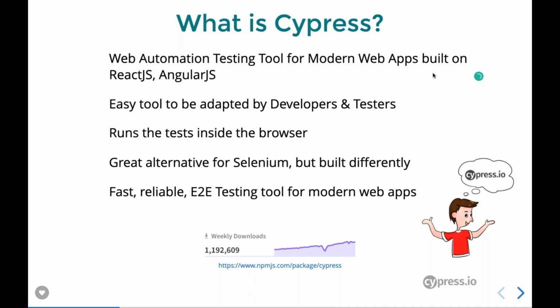And then coming back to this one, Cypress is highly reliable, the execution is much faster, its flakiness level is absolutely less, and it is an end-to-end testing tool. When I say end-to-end testing tool, I mean that Cypress can be used to do API testing as well. Whereas if you take Selenium or other UI-based testing tools, you will not be able to do API testing.